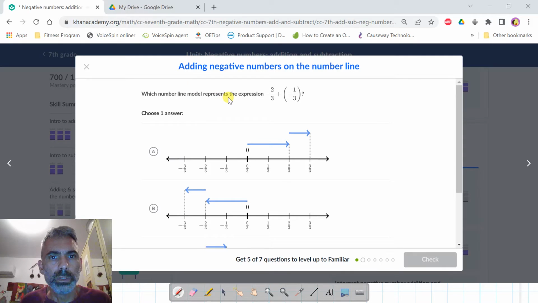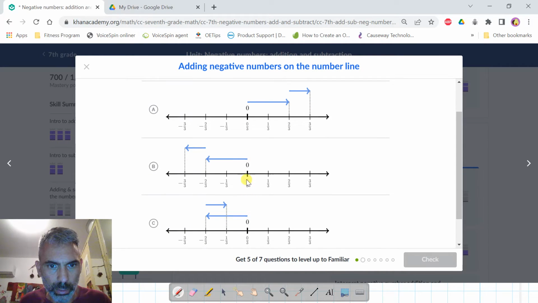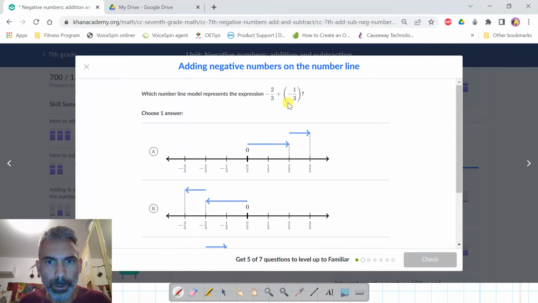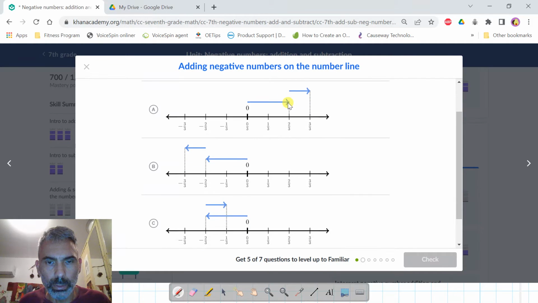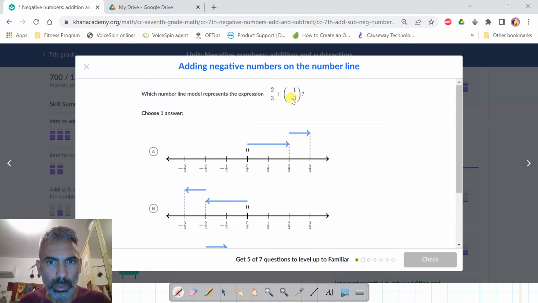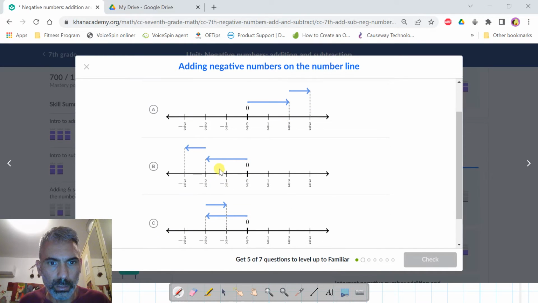Which number line model represents the expression negative 2/3 plus negative 1/3? So we begin our journey at negative 2/3. So we begin to the left of the 0 at 2/3. So B and C are optional. And we take another step to the left, to the negative direction. So we take another step to the left. So option B is correct.